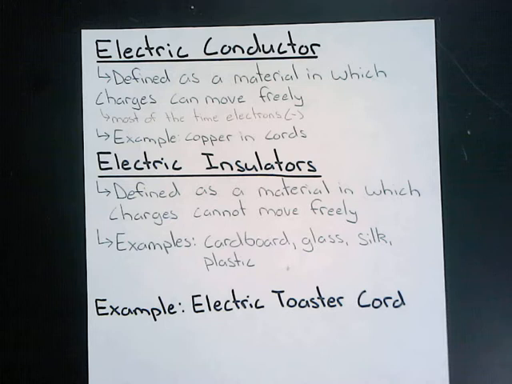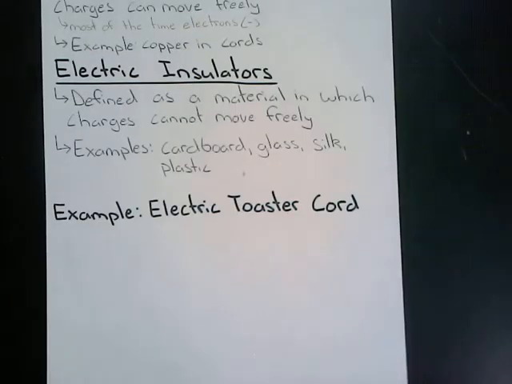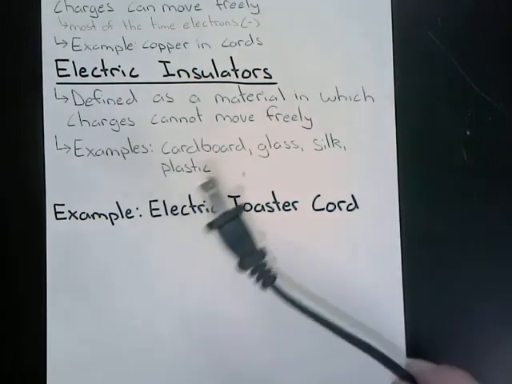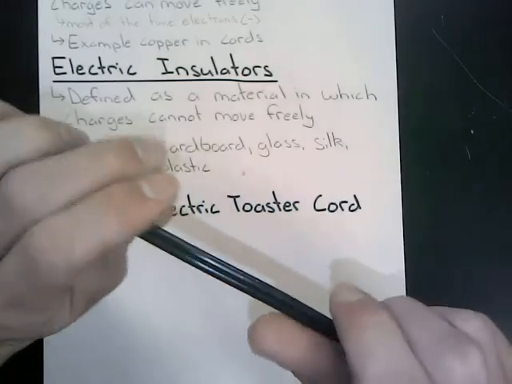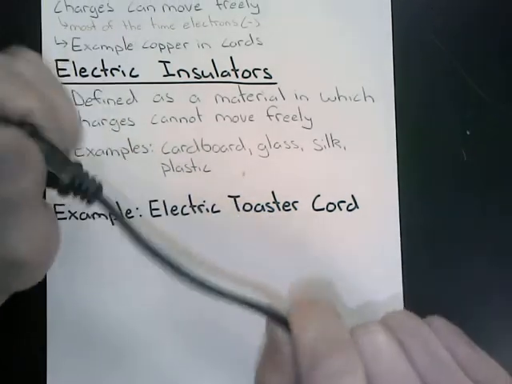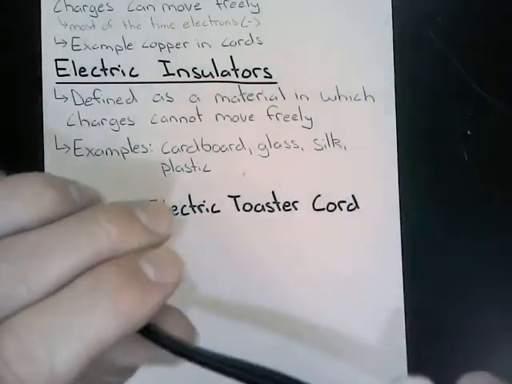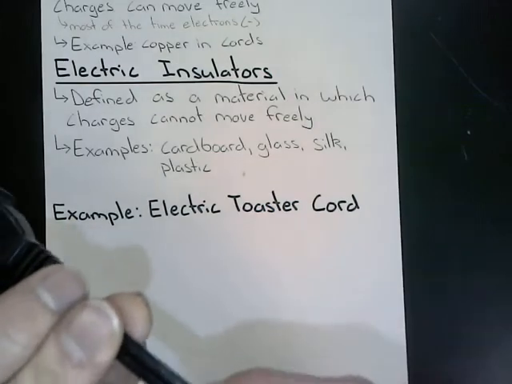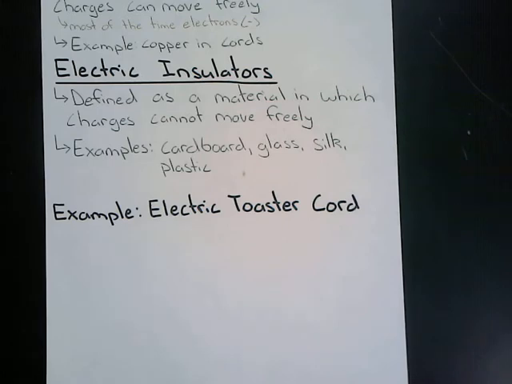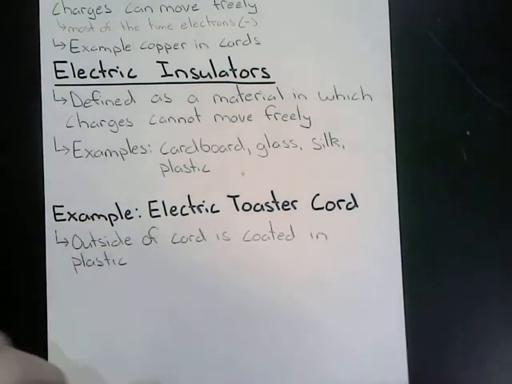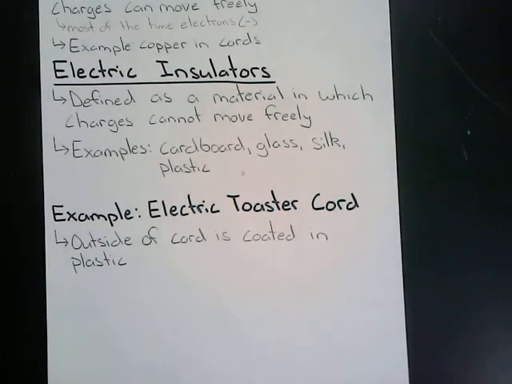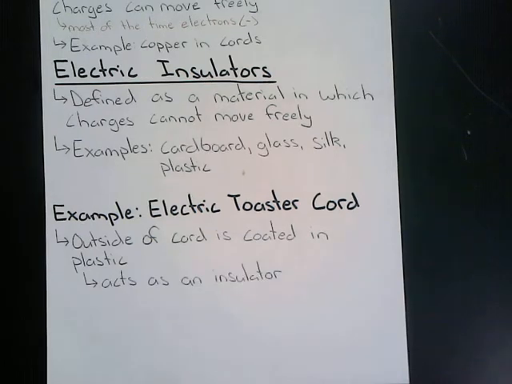All right, so let's put a real world meaning to insulators and conductors here. So we have the electric toaster cord here, all right? So I just have a cord, and what I want you to notice here, and you could notice about most of the cords that you have in your house, is this. If we look on the outside, there is a plastic portion on the outside of this cord. So this plastic on the cord acts as an insulator to our power cord. And that plastic part of the cord prevents charges from moving through it.